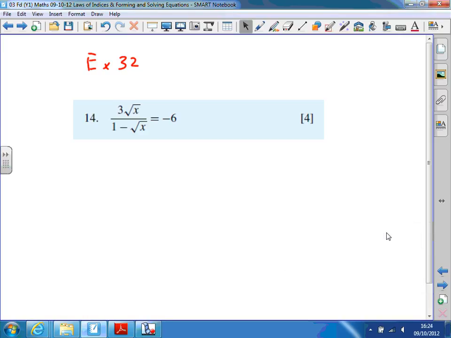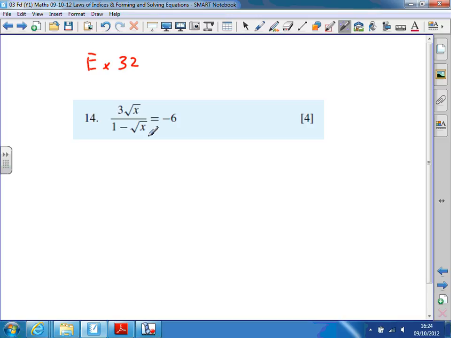So let's have a look at this one. We've got what looks quite awkward, but all we've got to do is bear in mind we're dividing by something. So if I'm dividing by a number or by a whole term, what do I do? Multiply by it to get it up to the top on the other side. So I'm going to do that. And also, at some point, I'm going to have to worry about the fact that that's a square root of x, so I'm likely to have to square at some point to get rid of that.